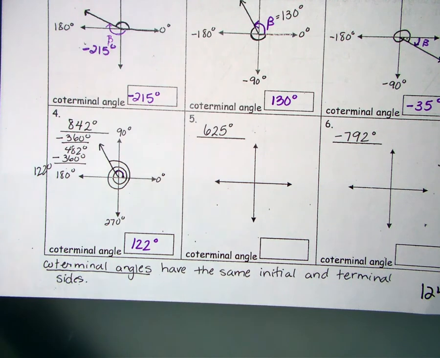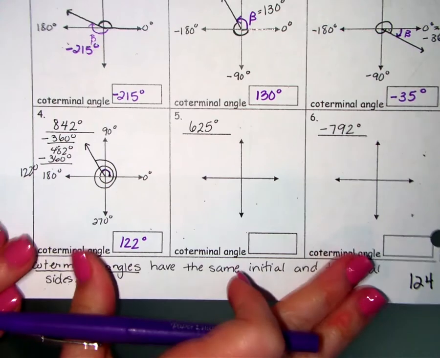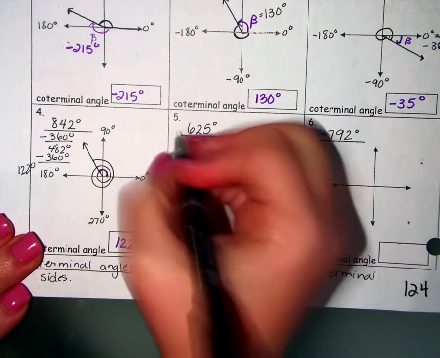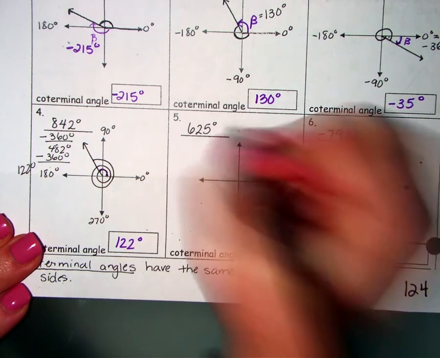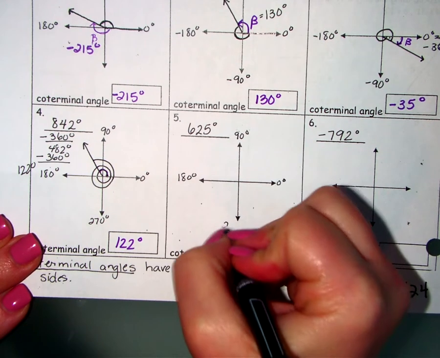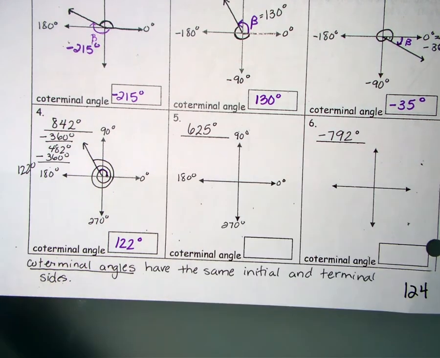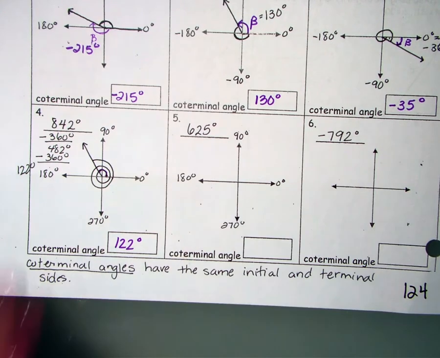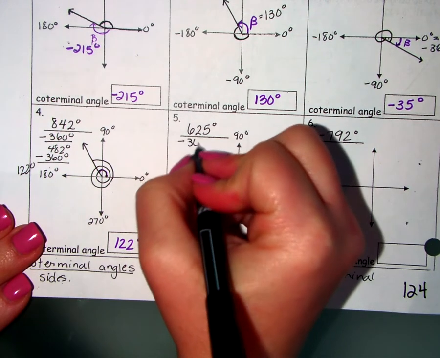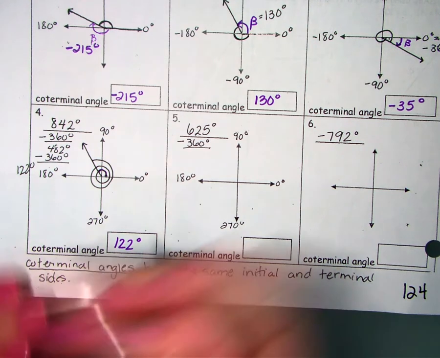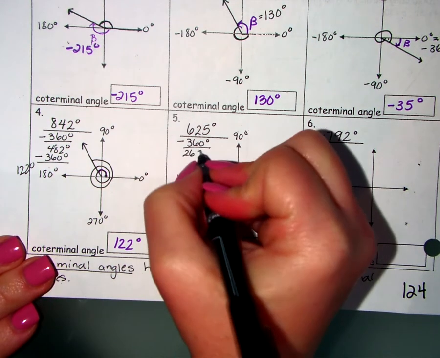All right, so same thing, let's look at another one. Like 625. Again, this is more than one rotation, so I'm going to label this again. You label them whether you're in a positive or negative direction, depending on what that value is. If it's positive, we're going to label things in a positive direction. So again, let's take away a full rotation and see if we can get somewhere in between 0 and 360. And I do. This gives me 265 degrees.